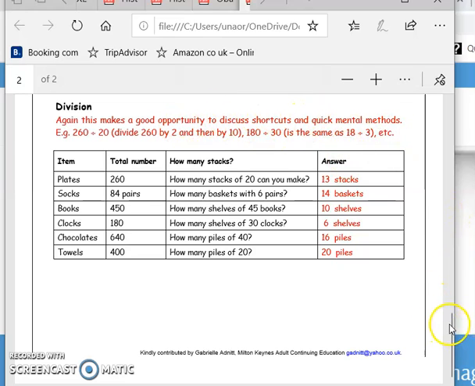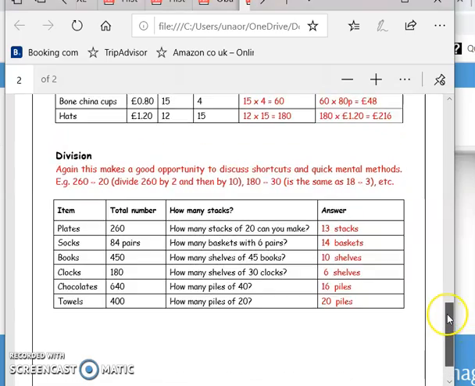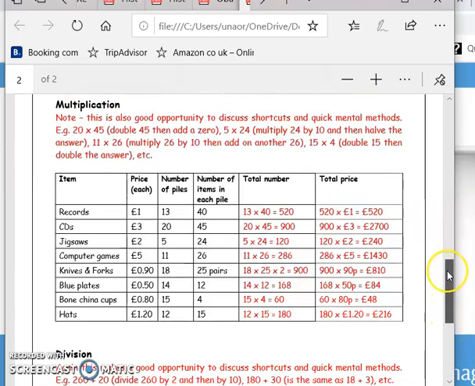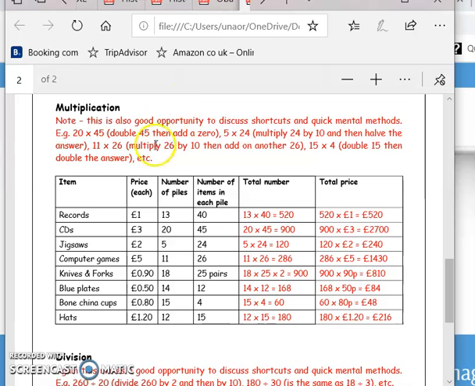If you get used to the calculator, do it that way for now. That's what I want to get out of this exercise. And it's the same as what's going on here. They're giving ideas for shortcuts and quick mental methods, but it does assume that you know your 2 times tables, your 10 times tables, and your 5 times tables. Like I always say to you, practice those ones. If you're going to practice tables, do the 2 times, the 5 times, and the 10 times.